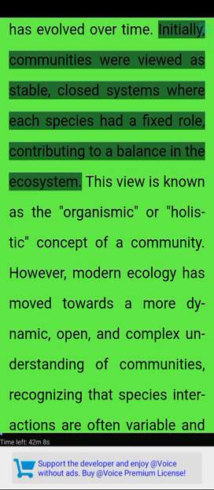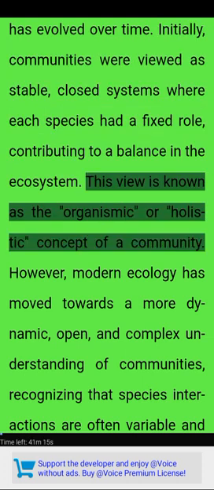Initially, communities were viewed as stable, closed systems where each species had a fixed role, contributing to a balance in the ecosystem. This view is known as the organismic or holistic concept of a community.